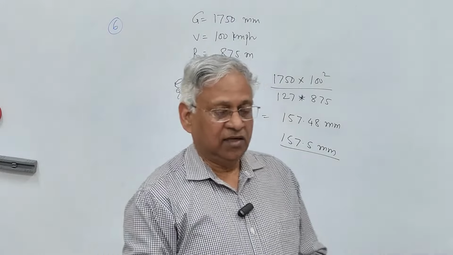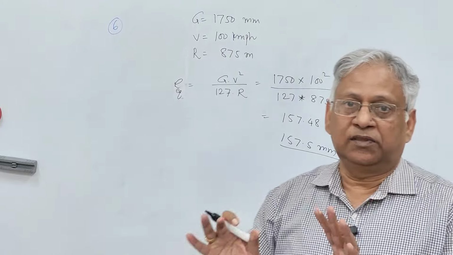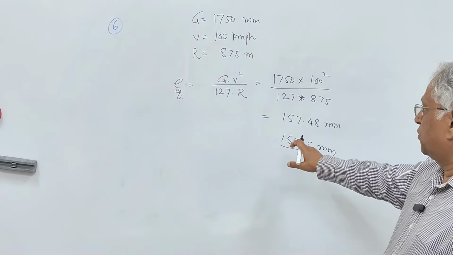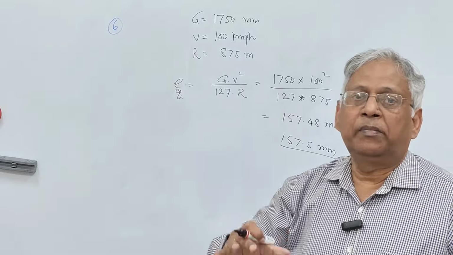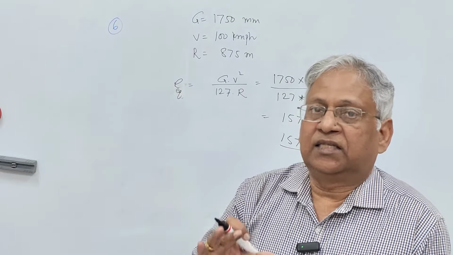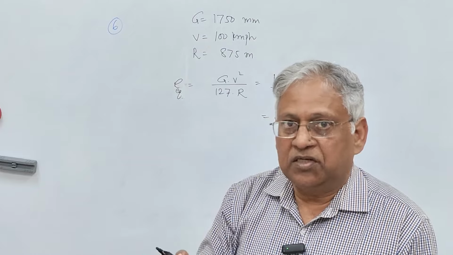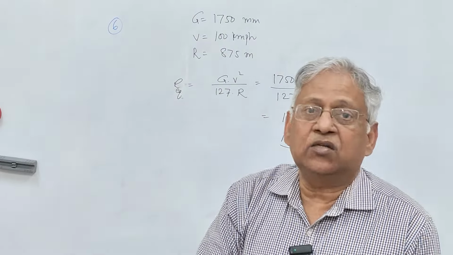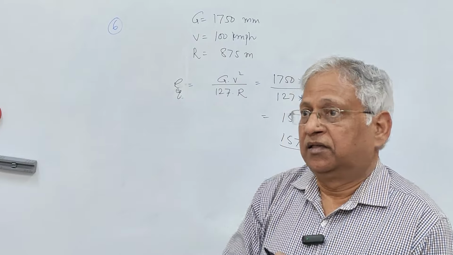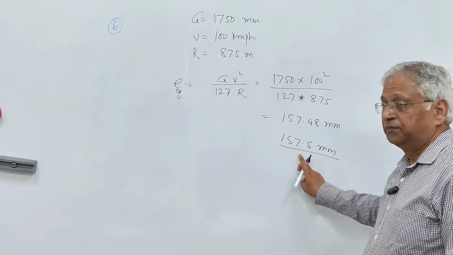Equilibrium cant is that when the speed is 100 km per hour and the cant provided is 157.5 millimeter, there will be no unbalanced force. The centrifugal force will be completely balanced by centripetal force. Since in the question it is asked what is the maximum permissible cant, so that is the maximum permissible cant, the answer.